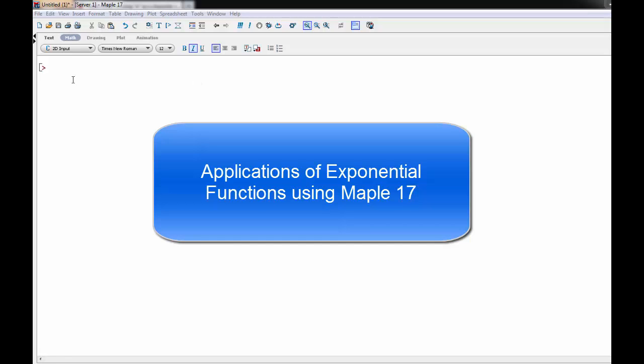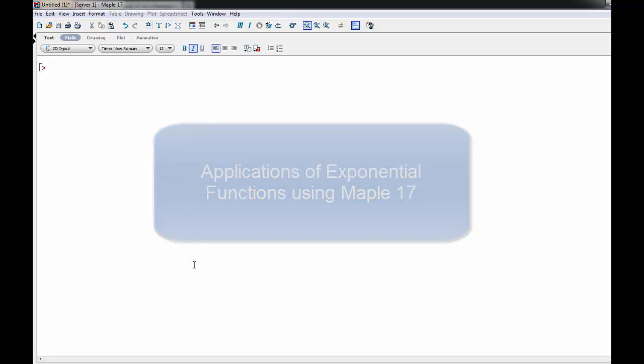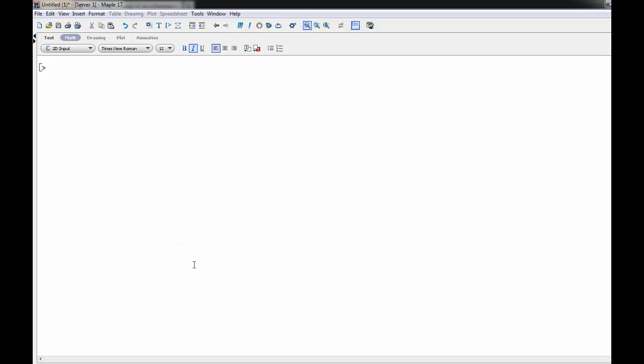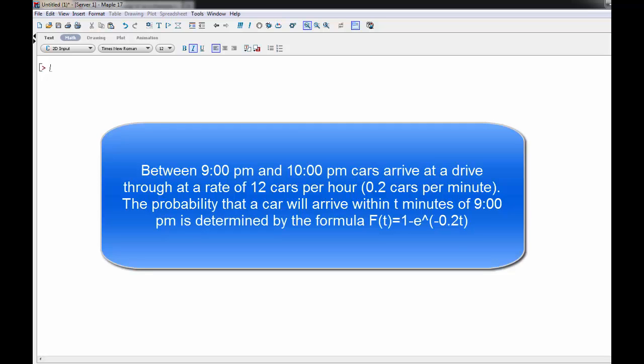So today we're going to use Maple to explore some situations that can be modeled using exponential functions. The first situation we're going to look at is the following. Between 9 and 10 p.m., cars arrive at a fast food drive-thru at the rate of 12 cars per hour, which is 0.2 cars per minute.